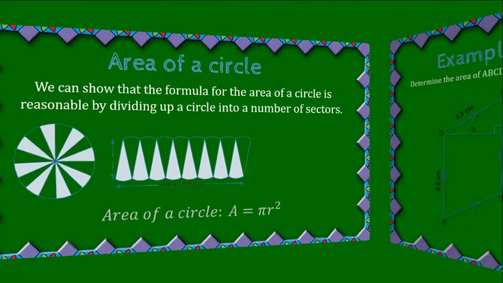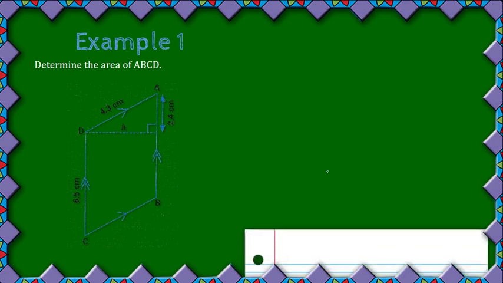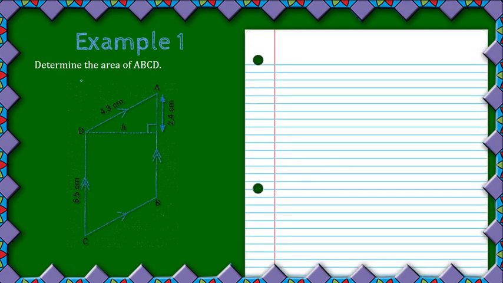Now for example 1, we determine the area of ABCD. So what is ABCD? It is a parallelogram, and we saw that the area of a parallelogram is just the base times the perpendicular height. But before we can actually work that out, we need to find the value for h. Now h lies in a right angle triangle, and we can easily use Pythagoras.